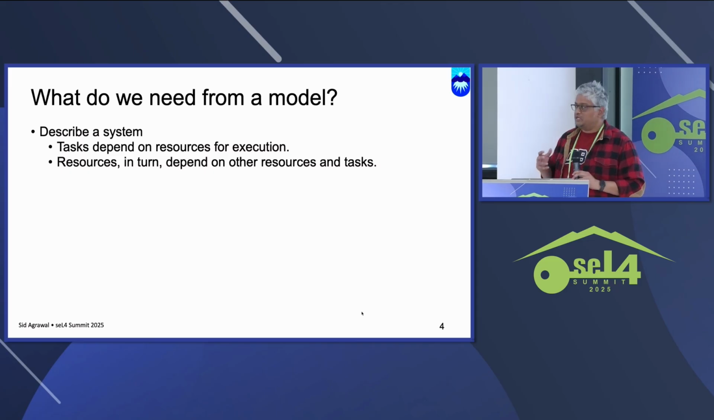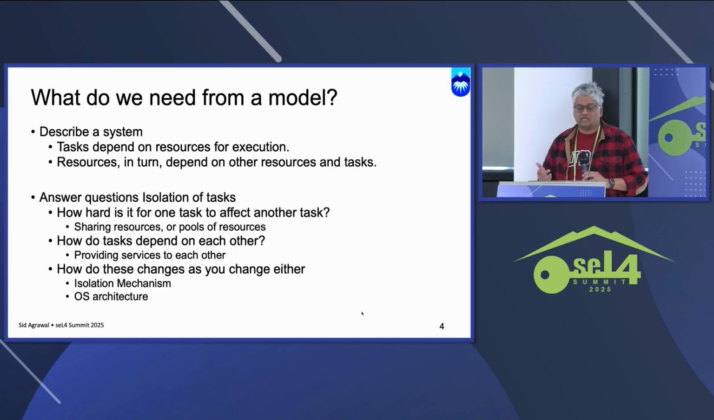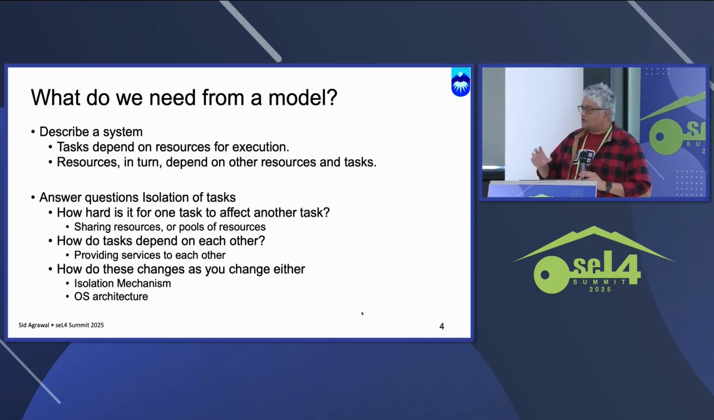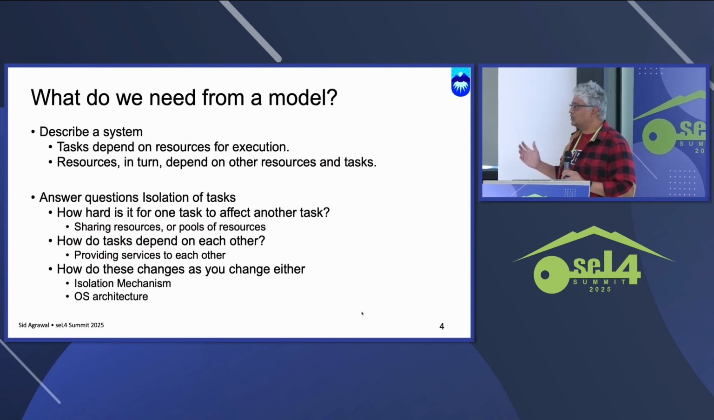This model should be able to describe the entire system, all the tasks and the resources in the system, and how these resources depend on each other. And then we want to use this model to answer these kinds of questions. How difficult is it for one task to affect another task? Or if a task misbehaves, what can be the impact of that misbehaving task? And how do these answers change based on how you go from one isolation mechanism to another, or if you change the OS architecture itself?